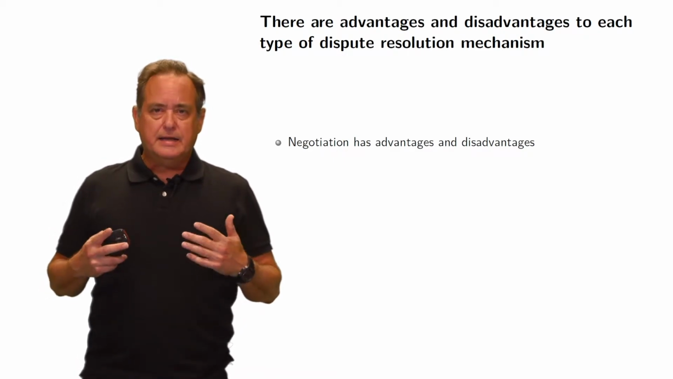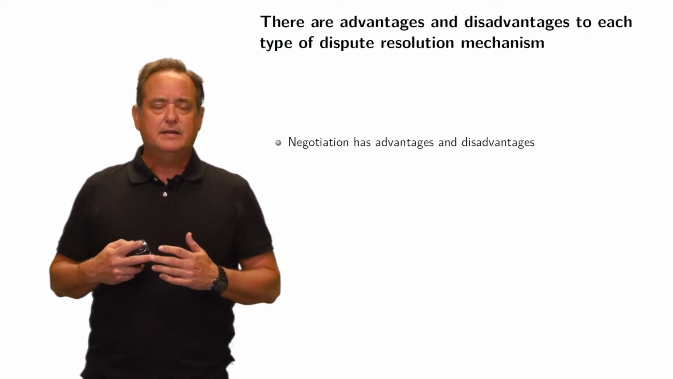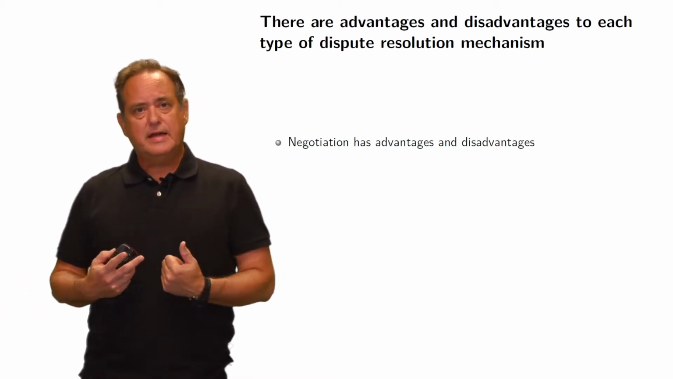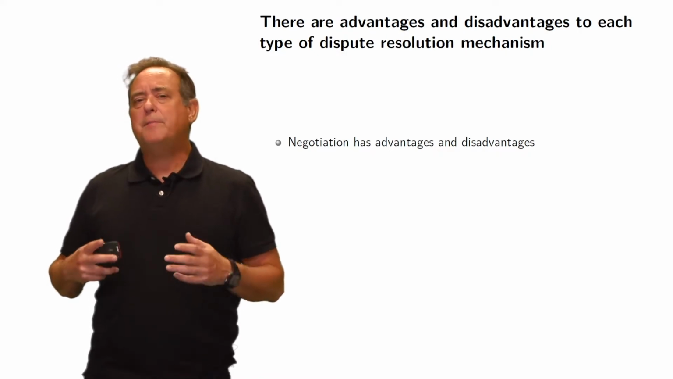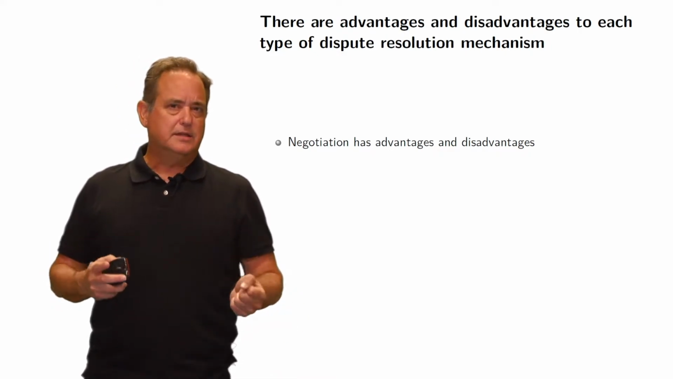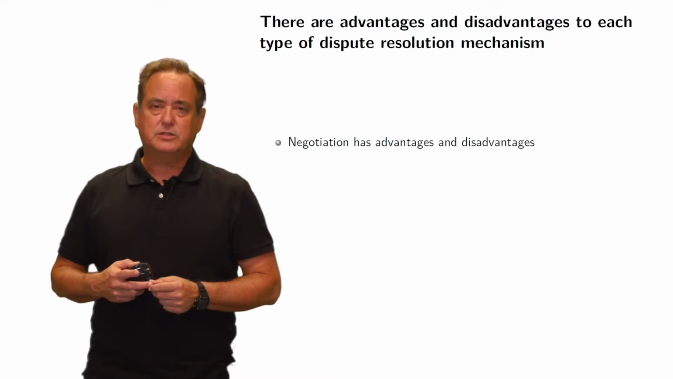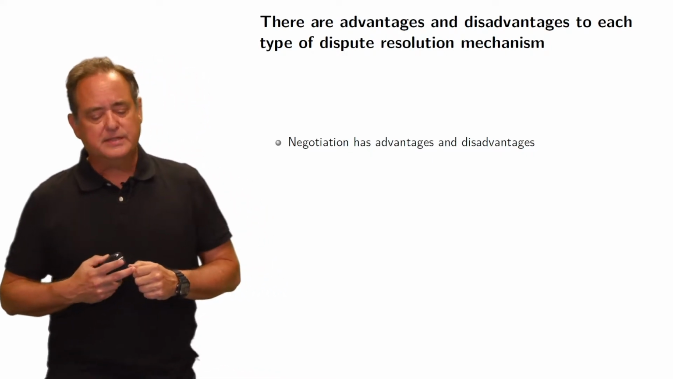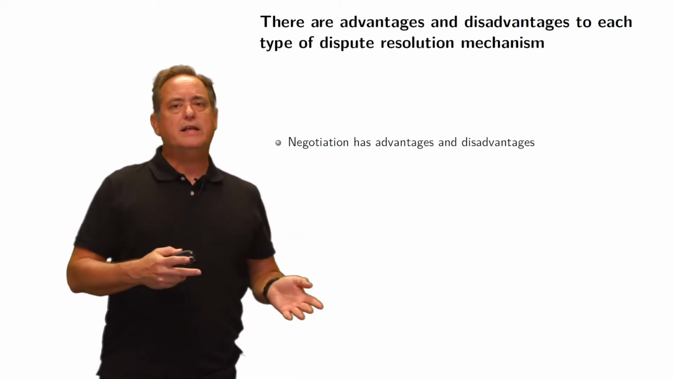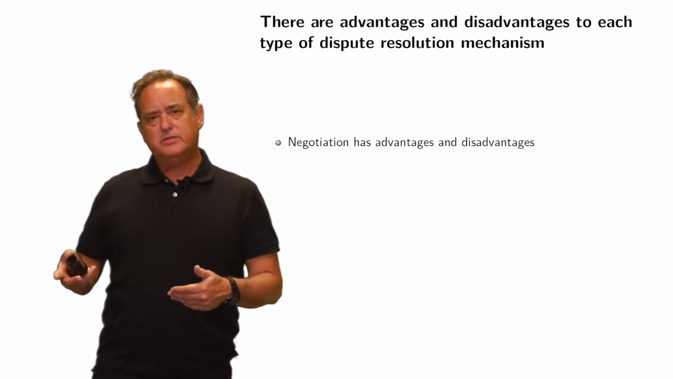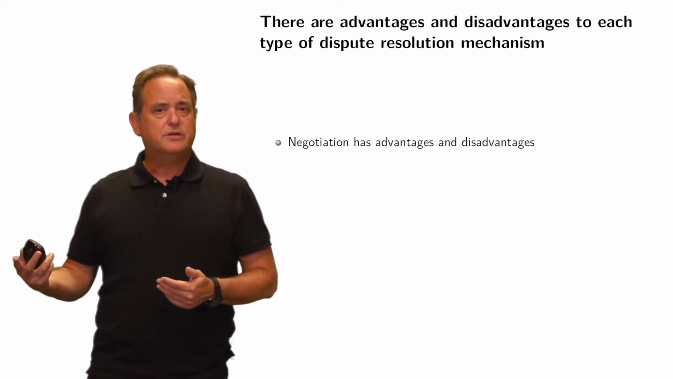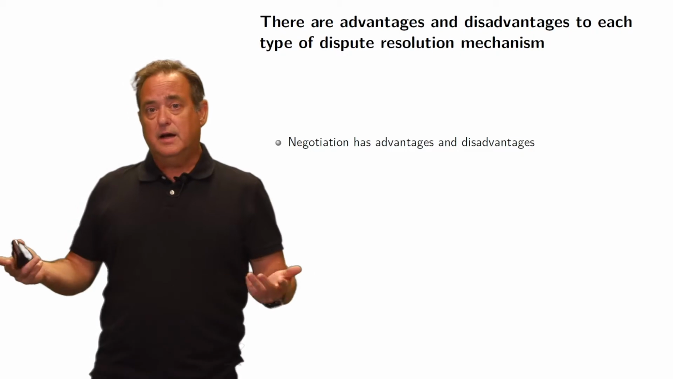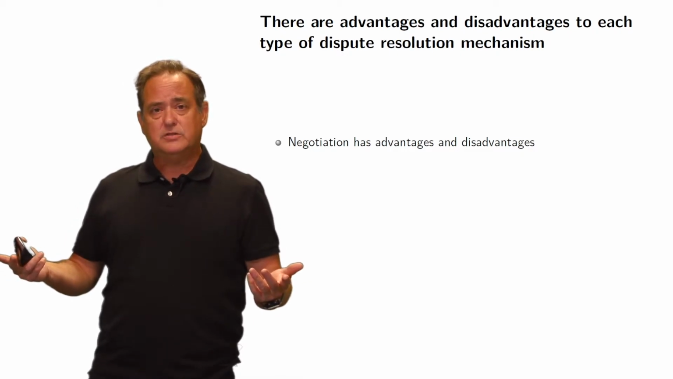The disadvantages of negotiation come from the fact that without a third party to push the parties in one direction, what often happens is the parties become locked into their pre-existing position. The parties become fixed on their position. And many times parties are unwilling to compromise or to attempt to compromise for fear that the attempt to compromise is going to look like a sign of weakness.